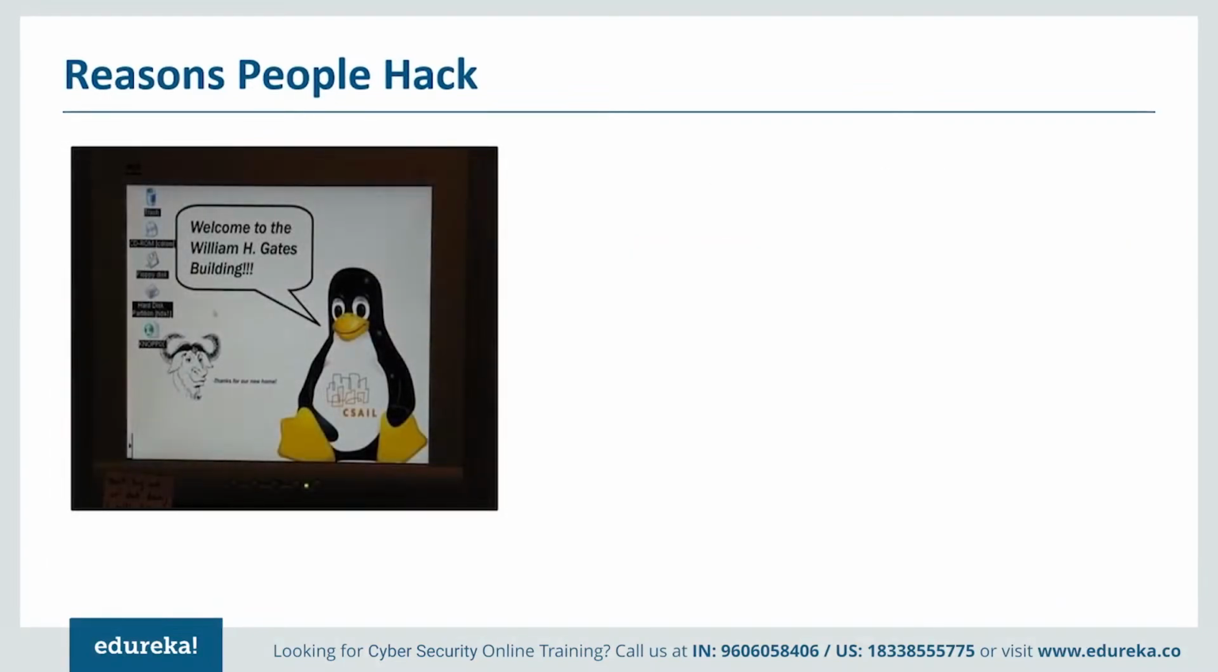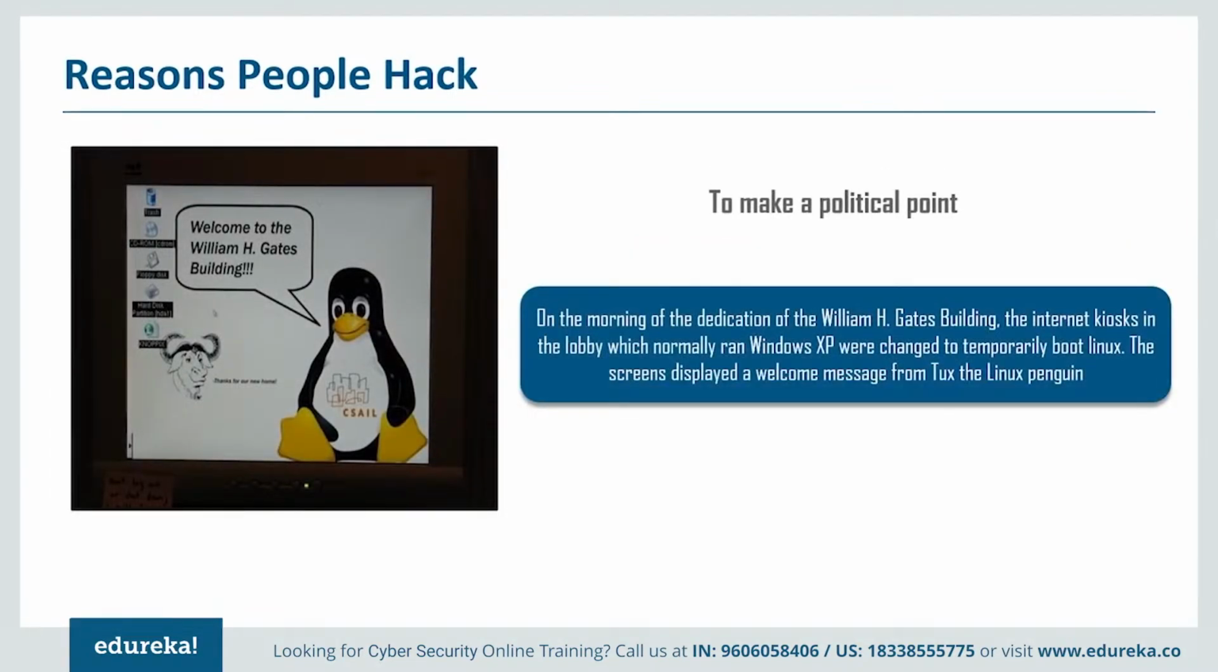Now, sometimes you might want to hack just to prove a political point, or any point for that matter. In this case, Bill Gates had donated some money to MIT, which allowed them to have a new building. And he was coming to MIT to visit and give a talk about Microsoft Windows and its systems. And as you can see, the Windows systems that were installed in the entryway at the building were hacked to be running Linux instead.